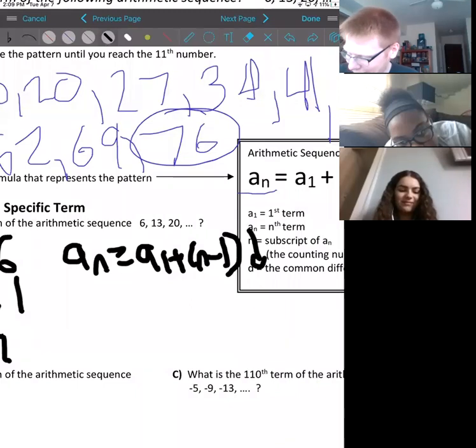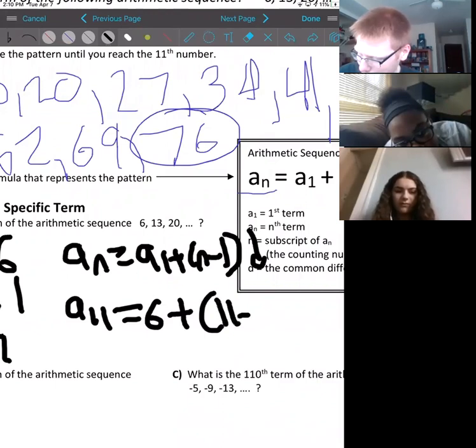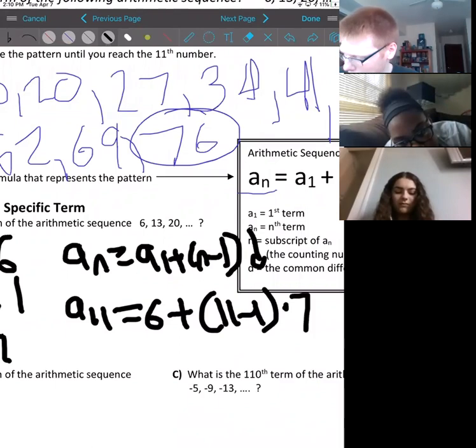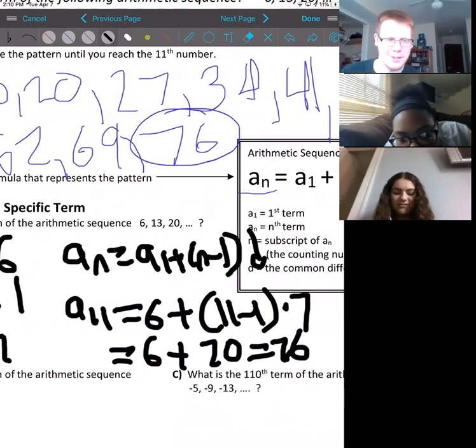There it goes. So we would have A of 11, because that's what we're trying to find, equals our first term, 6, plus n minus 1. So 11 minus 1, or that'll really be 10, times our D is 7. So we just got to clean this up a little bit. So this would be 6 plus 10 times 7 is 70. So you would see, still get 76.